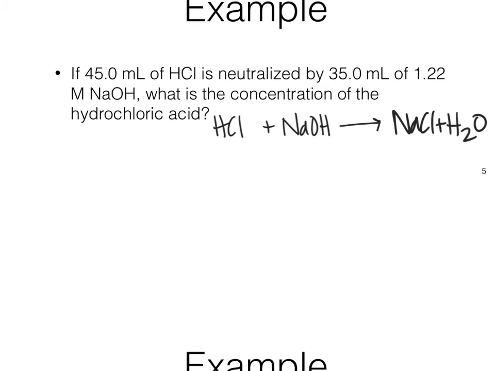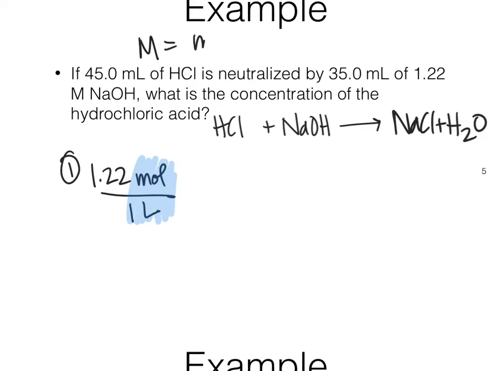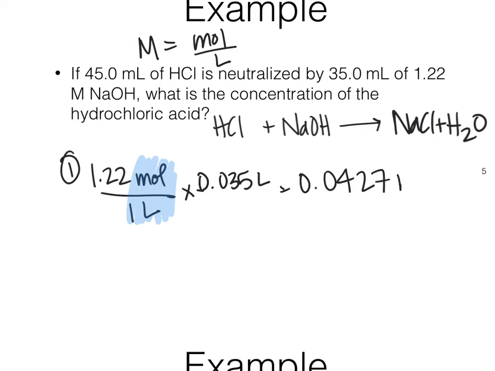So the first thing we want to do is use the known sodium hydroxide. So this will be equation part number 1. We're going to take our 1.22 moles per liter. Now, this right here, if you remember, molar equals moles per liter. I just took the molar back into moles per liter so that I could multiply it by the volume, which is 0.035 liters. And so when we multiply these together, we get 0.0427 moles of NaOH.